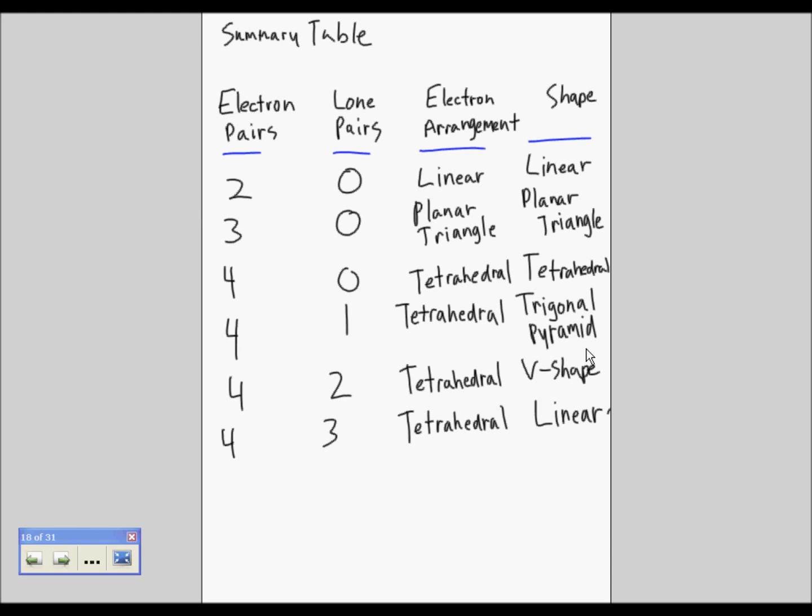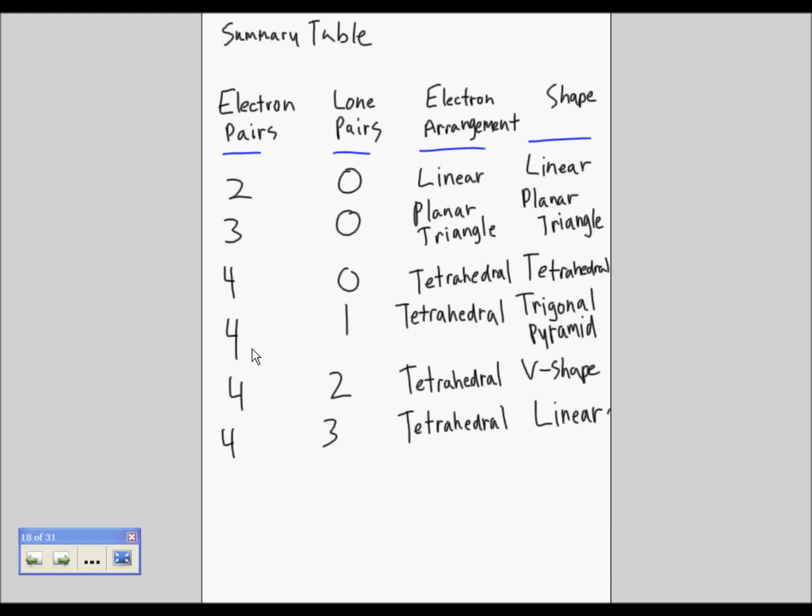So there are basically 5 shapes to memorize. Well, 5 or 6. 3 of them are based on a tetrahedral and just have different numbers of lone pairs. The first is having 2 pairs and no lone pairs, and both the electron arrangement and the shape are linear. If you have 3 electron pairs, no lone pairs, both the electron arrangement and the shape will be a planar triangle. With 4 pairs, no lone pairs, tetrahedral and tetrahedral.